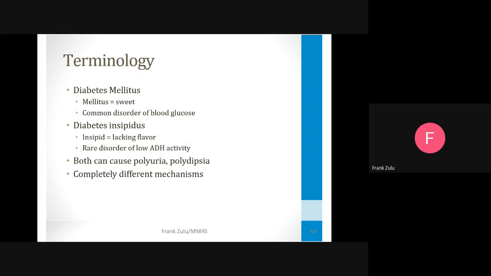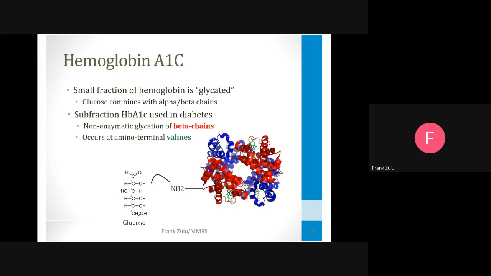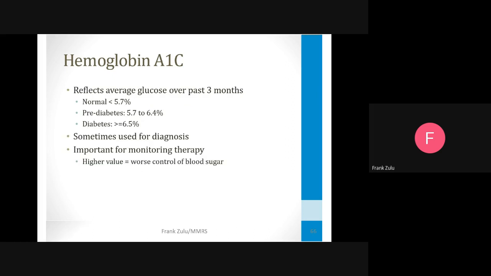But type 1 is autoimmune. Your own immune cells will start attacking the beta cells, and then they'll fail to produce insulin. So type 1 is autoimmune, your own immune system attacking your beta cells, but type 2 is because of insensitivity of the receptors. I've explained hemoglobin A1C. I've explained literally everything here.